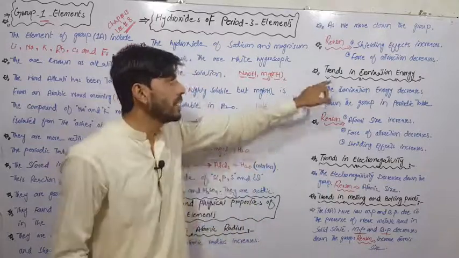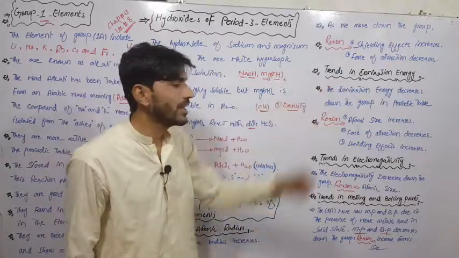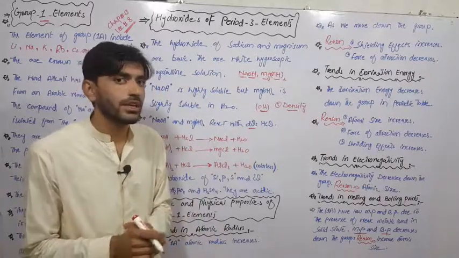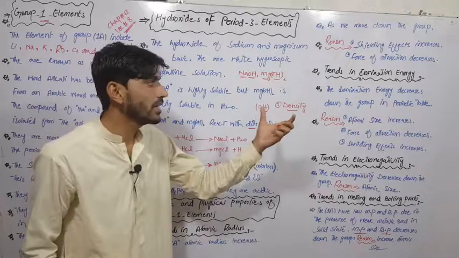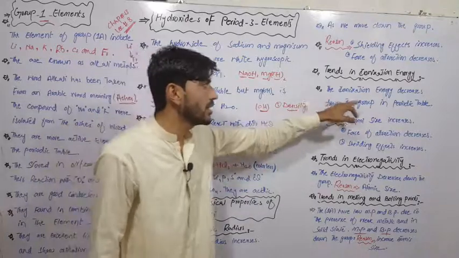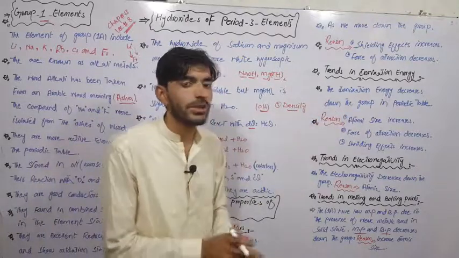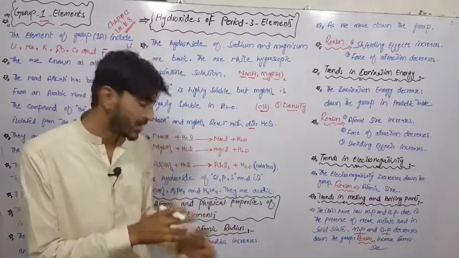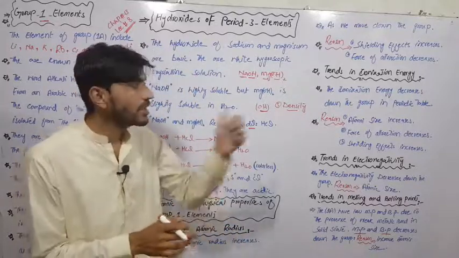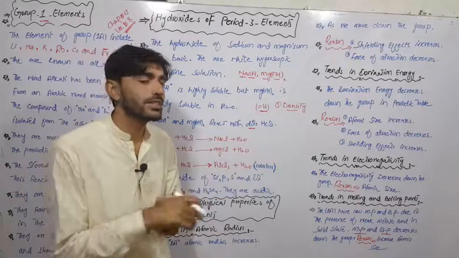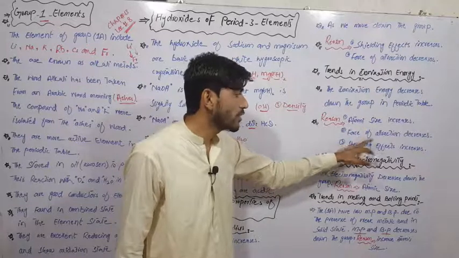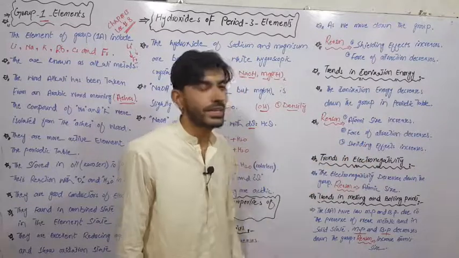the outermost shell. Next trend, that is the trend in ionization energy. Next physical property, ionization energy. This as well we discussed in lecture number 2, but here we discuss only the points. The ionization energy decreases down the group in a predictable way. Here ionization energy decreases but atomic size increases. Clear? Why? Reason: atomic size increases, second, force of attraction decreases, third, shielding effect increases.